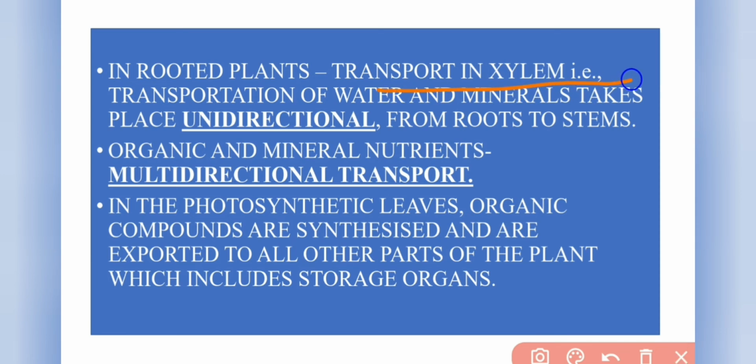Transport in xylem takes place unidirectionally. It means in one direction, that is from roots to stem. Xylem will transport water and minerals, whereas phloem will transport the food synthesized by the leaves. And then organic and mineral nutrients are transported multidirectionally, that means in many directions. In the photosynthetic leaves, organic compounds are synthesized and transported to all other parts of the plants. It also includes storage organs.